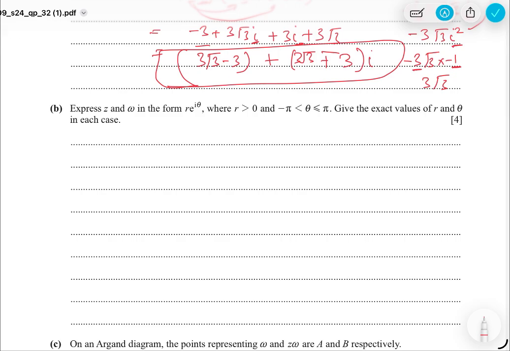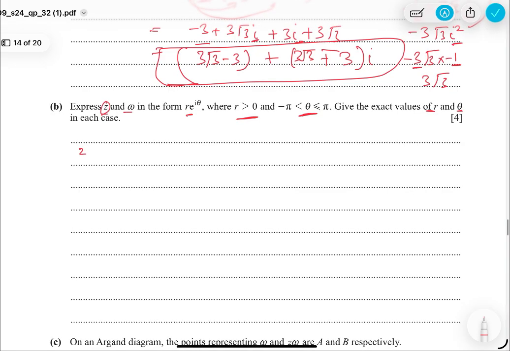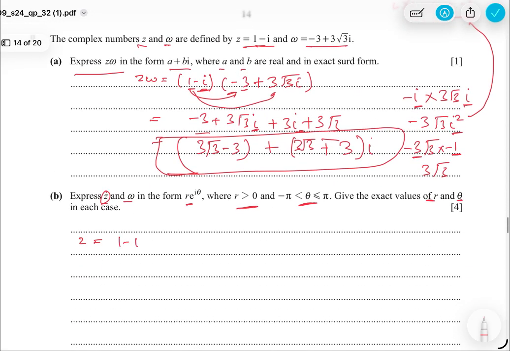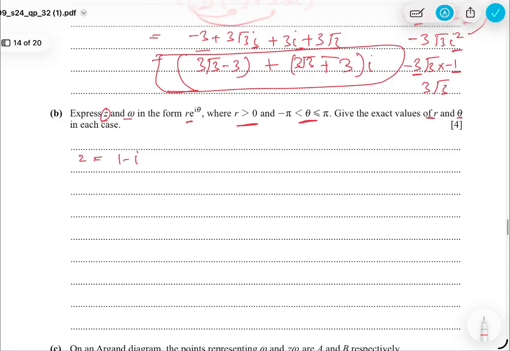Now in this one, we have to express both of the complex numbers in this form where r is greater than 0 and the value of theta is also given. Give the exact value of r and theta in each case. So we have to give the exact value. For z first, for the first complex number, it was 1 minus I, right? So first we will find r. R is really simple. Square root of their coefficients. Just square them and add them. So it would give us square root 2.